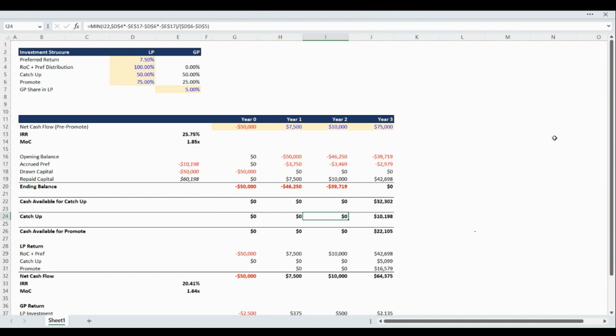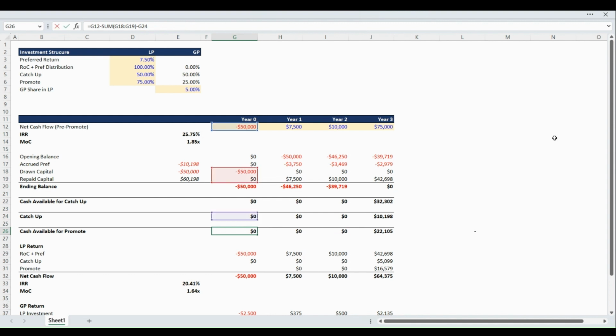The catch-up tier in this model uses a 50-50 distribution between the limited partner and general partner for an amount equal to the preferred return distributed to limited partners. You will see that the calculation utilizes the cash available for catch-up to calculate the tier, meaning that cash can only be distributed in a year when cash is available. This tier calculates the catch-up tier, which you will note is equal to the preferred return cash flow distributed to limited partners, but the actual distribution to limited partners and general partners will not be executed until we get to the below return schedules.